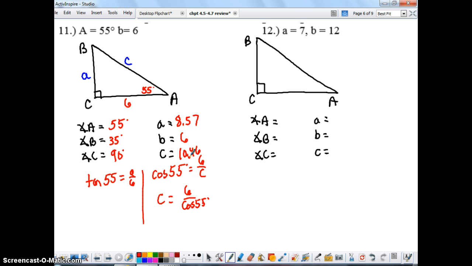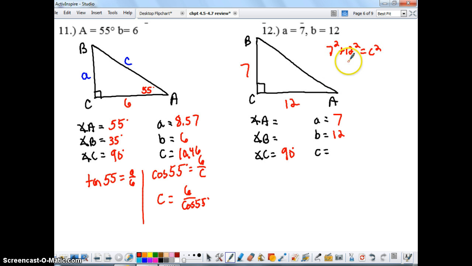Next 3 problems are very similar. All right, number 12, they give you a is 7. So a here is 7, and b is 12. We know that c is 90 degrees. You can use Pythagorean theorem here, so that's going to be 7 squared plus 12 squared is going to equal your c squared to solve for your c.